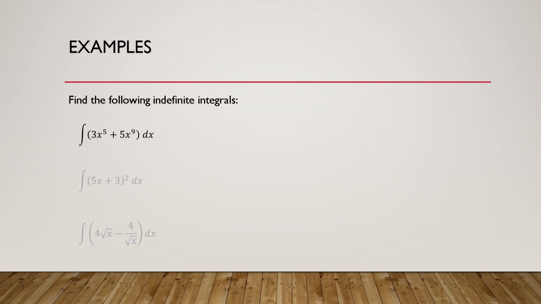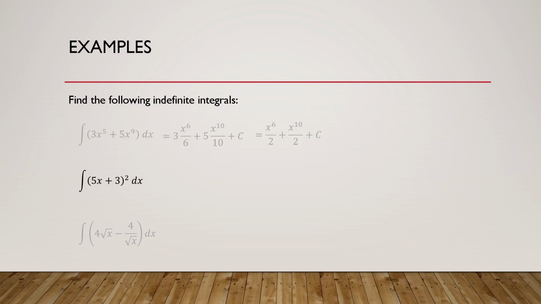As examples, let's find the following indefinite integrals. The integral of the quantity 3x to the 5th plus 5x to the 9th dx is equal to 3 times x to the 6th over 6 plus 5 times x to the 10th over 10 plus c, which simplifies to x to the 6th over 2 plus x to the 10th over 2 plus c.